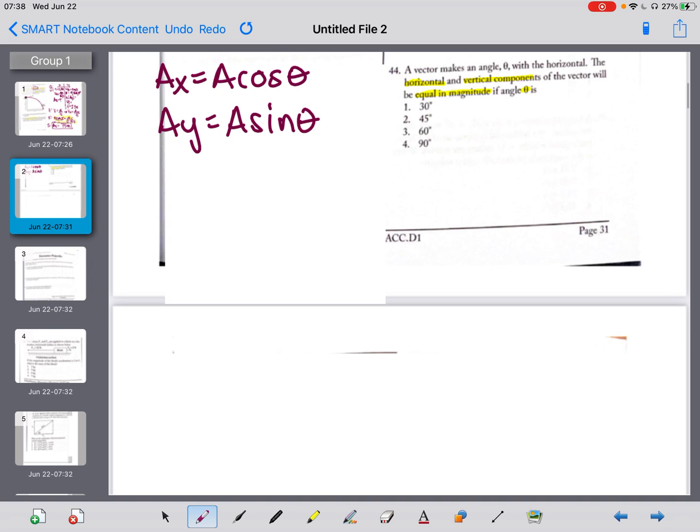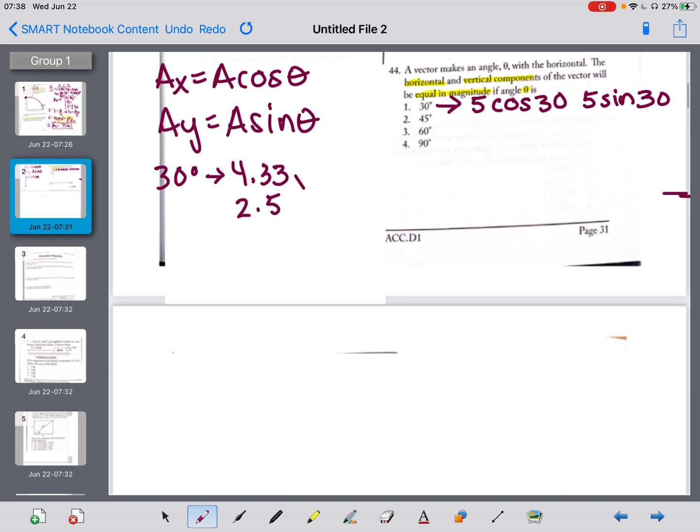I'm going to do this one first. So I'm going to say 5 cosine 30, and then 5 sine of 30. Let's just see what happens. 5 cosine 30, I get 4.33. So I'm going to write that over here. For 30 degrees, it's 4.3, and 5 sine of 30 is 2.5. So that answer is not good. They're not equal to each other. So let's try 45.